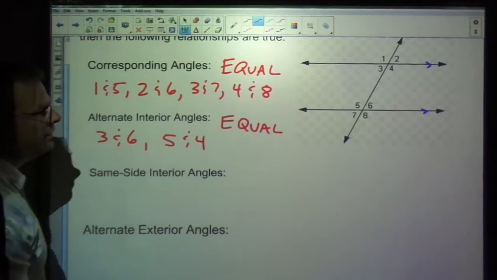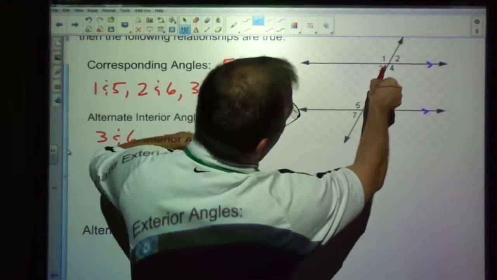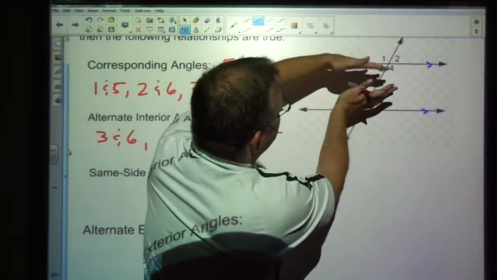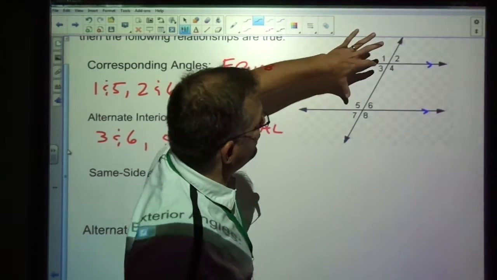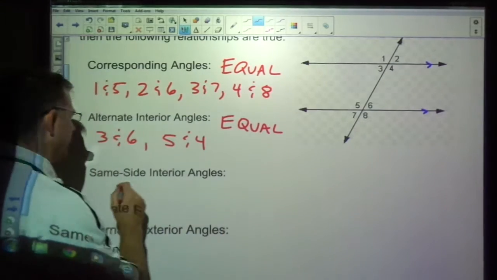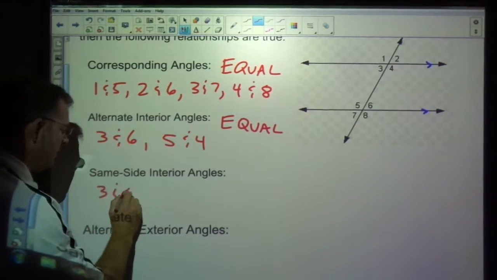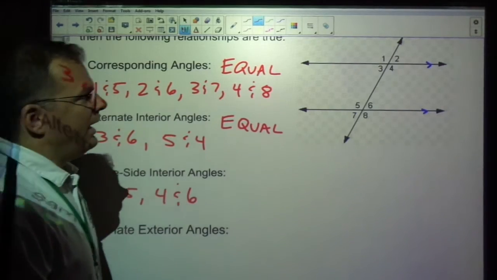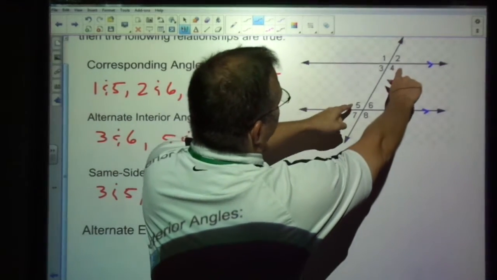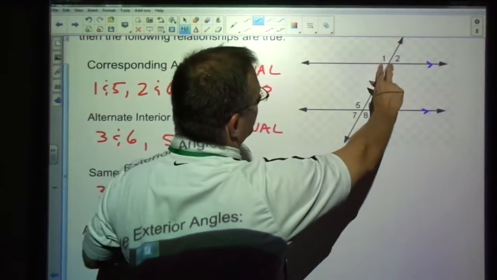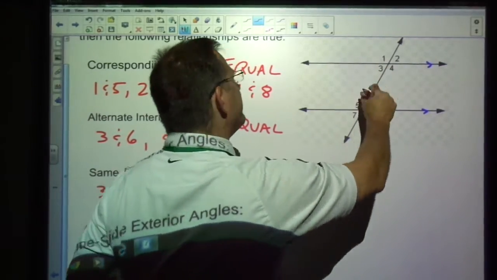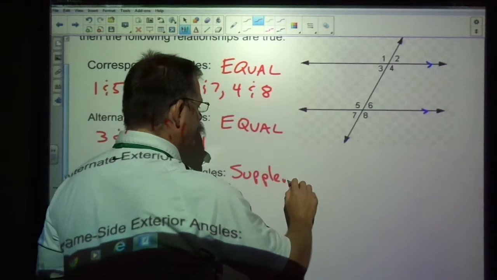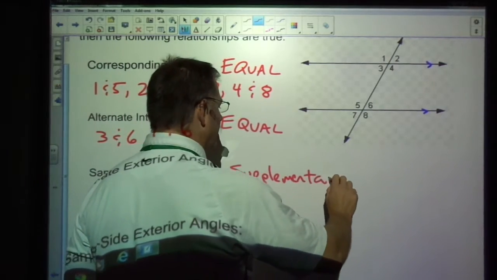Same side interior. Now we're talking on the same side of this transversal, so 3 and 5, but also on the inside of the parallel lines. So 3 and 5 or 4 and 6. And since these alternate interiors are equal, but 4 and 3 are supplementary, 5 and 3 then have to be supplementary. Same side interiors are supplementary.